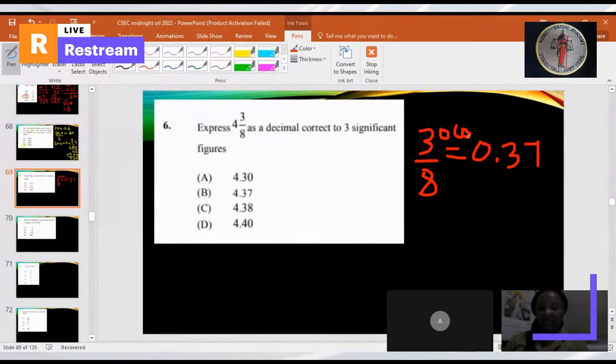Remainder 8 into 60 goes 7 times. Remainder 4. Add a 0. 8 into 40 goes 5. So they want us to round to 3 significant figures.